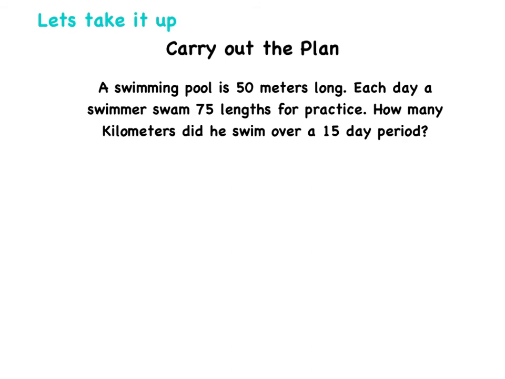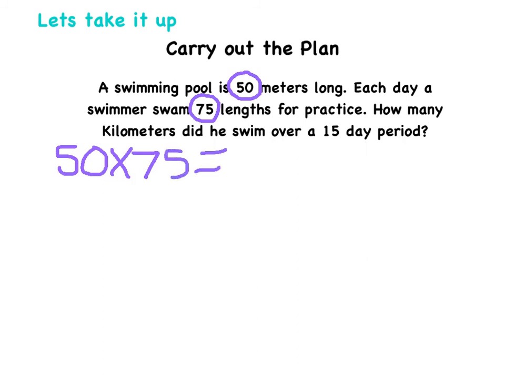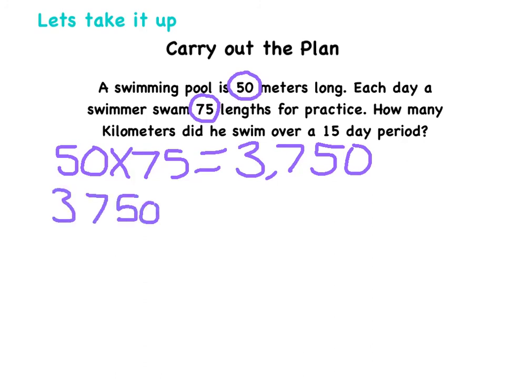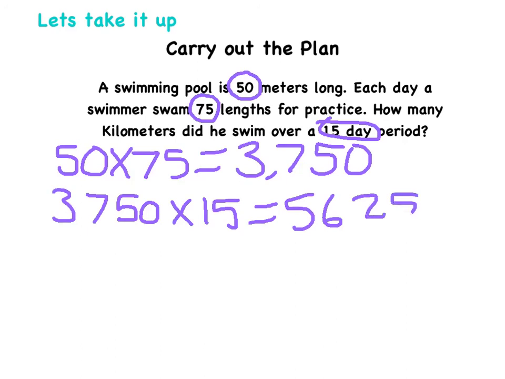So we need to multiply 50 times 75, which equals 3,750. Next, we'll do 3,750 times 15 to get the 15 days. That equals 56,250.